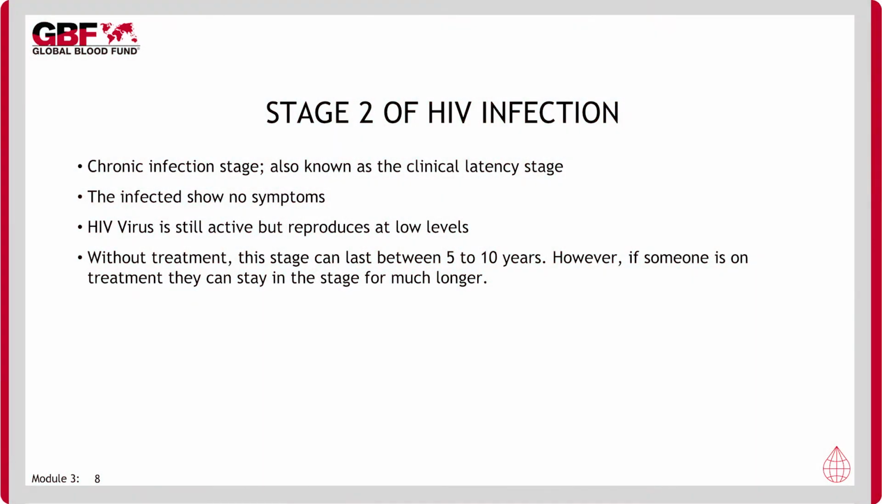During the latency or asymptomatic stage, the virus is active but reproduces at very low levels. At this stage, there are usually no symptoms. With treatment, one may remain in this stage for a long time, with therapy reducing viral activity. Without treatment, the clinical latency stage lasts between 5 to 10 years. Treatment can reduce the level of the virus to such an extent that it is undetectable. This means that the body remains healthy and chances of transmitting the virus are low.